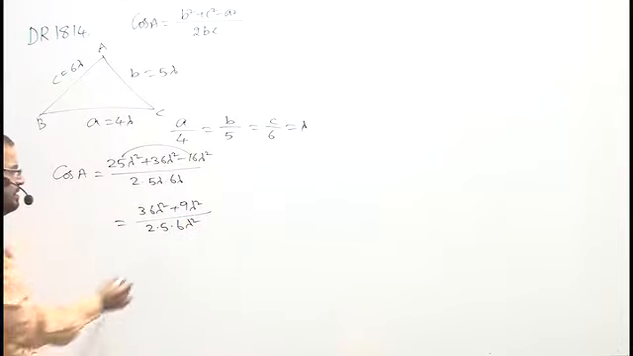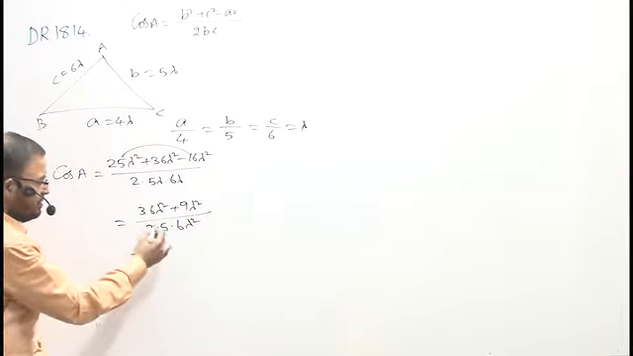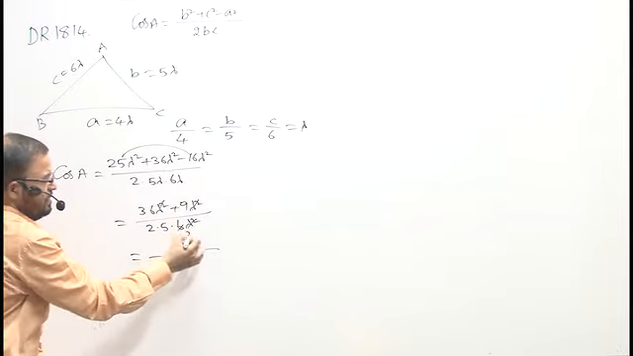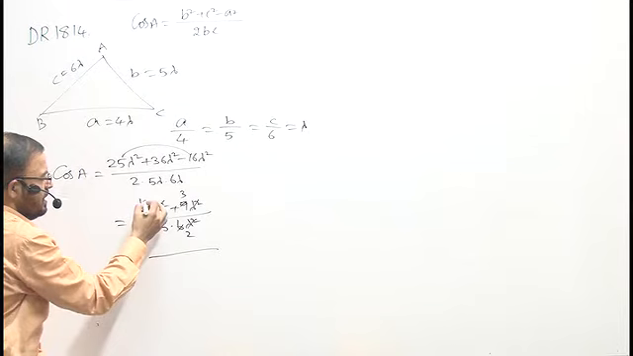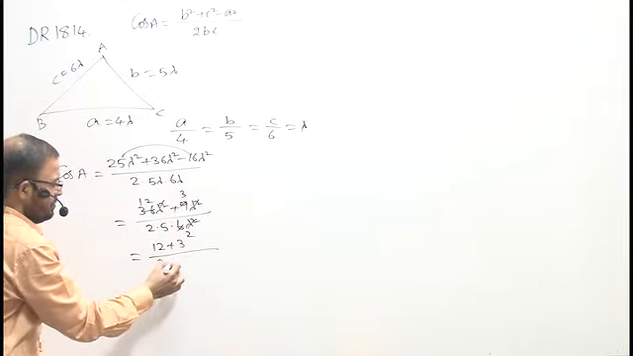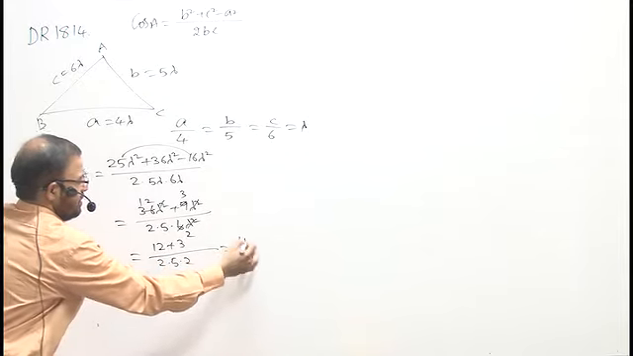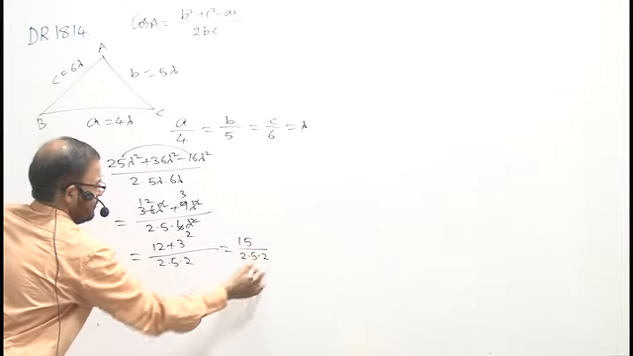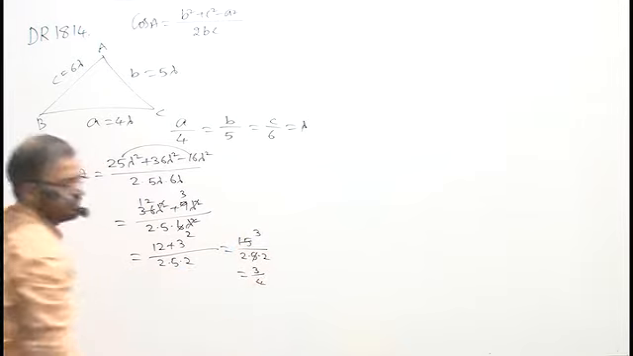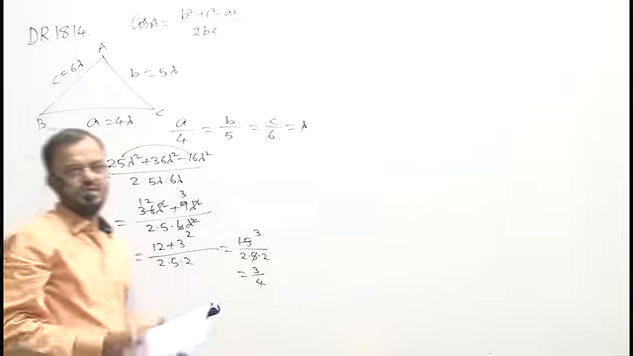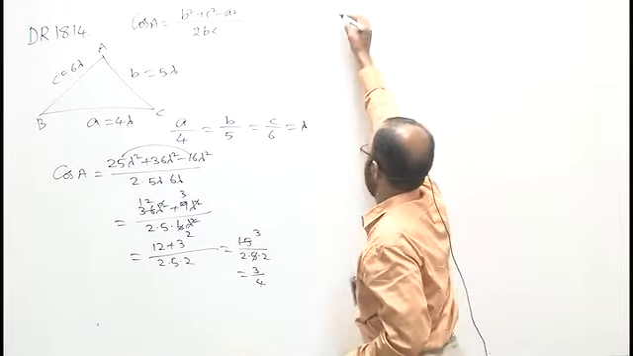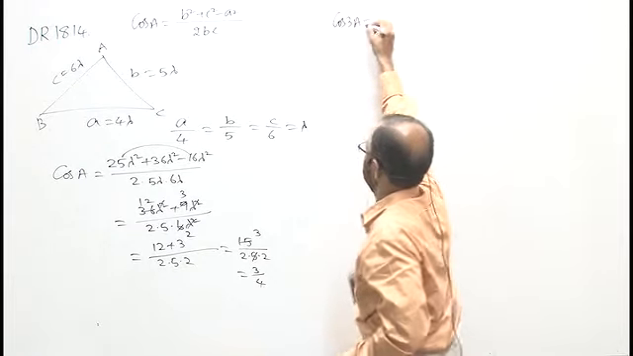Cancel lambda square and I can also divide by 3. Lambda square cancels, 3 2's are 6, 3 3's are 9 and 3 12's are 36. I can say here it is 12 plus 3, 2 into 5 into 2, that is 15, divided by 2 into 5 into 2. I can say here it is nothing but 3 by 4. I have to see here the angle 3A. I have obtained cos A, then I will write here cos 3A.